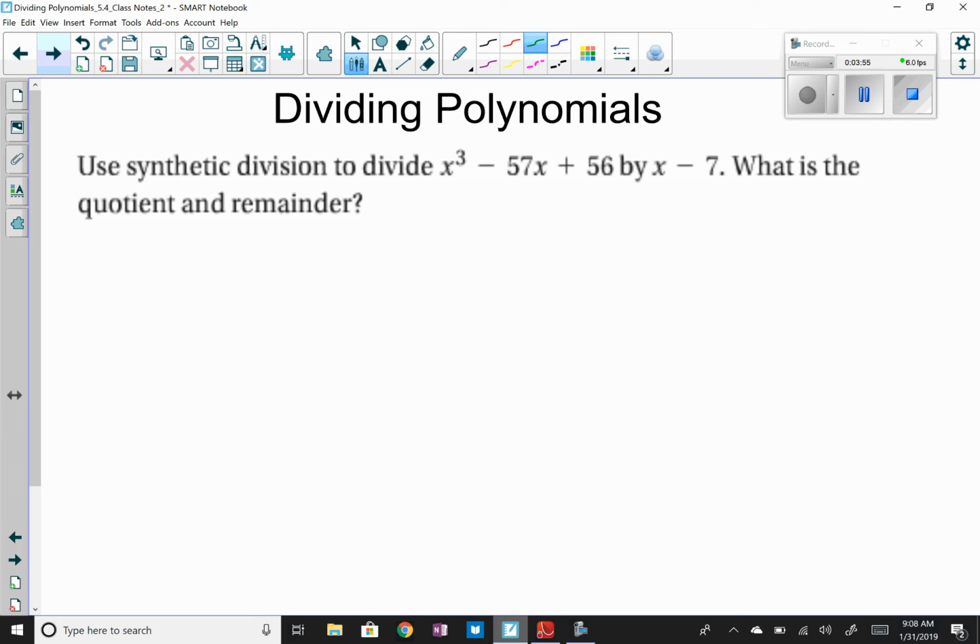Right here, they want us to use synthetic division to divide x cubed minus 57x plus 56 by x minus 7. So if you remember, the first step for x minus 7 was to reverse the sign. So that means that number 7 will go in the little house. Let's look at the coefficients. For the x cubed, you have a 1. Now notice that it goes from x cubed to x to the first. We're missing an x squared here. So we have to put a placeholder in for the x squared column. So our first coefficient is 1.